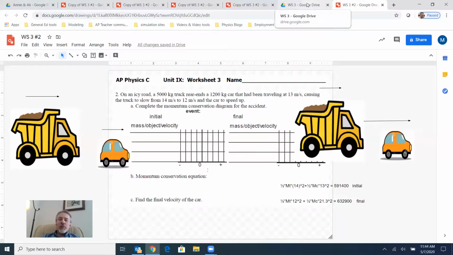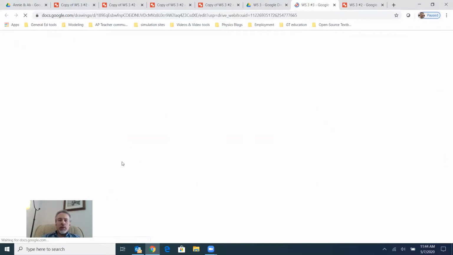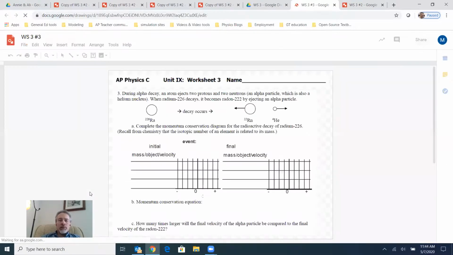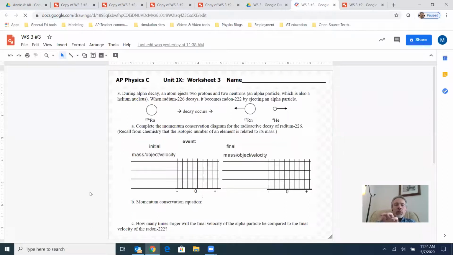So we don't really have any more, but I do want to talk about one more problem, and that's number 3. We're not going to whiteboard it because it's not really any different. We have a radium particle here that's setting off on the left-hand side, and it decays. There's a nuclear decay, and what happens is it turns into radon and something called an alpha particle. That's a fancy name for saying helium.